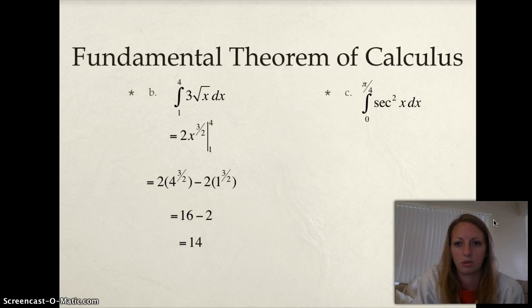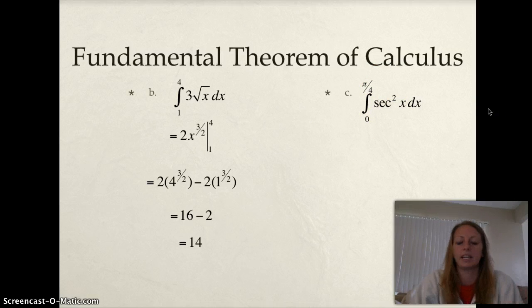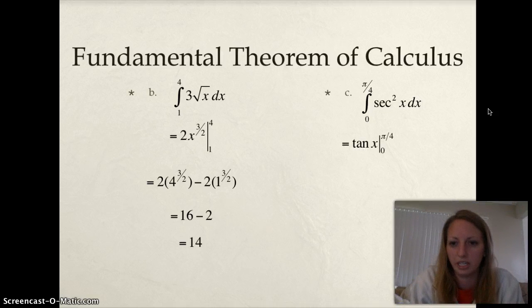And another example with trig. Now don't let this scare you. I know it's trig, but it's really no different. So again, we're just taking the integral of secant squared x. So whose derivative is secant squared x? Well, it's tangent x. So then we have to solve for tangent at pi over 4 and at 0.